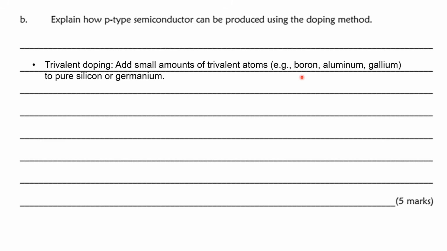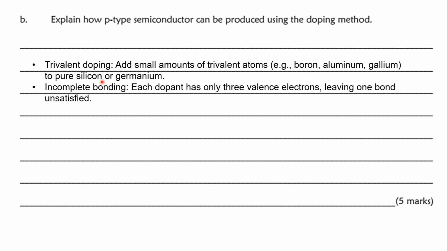Boron has 3 electrons in its outer shell, while silicon has 4. So when trying to bond the two, there is what is called incomplete bonding. Each dopant, these chemicals, these elements, has only 3 valence electrons, or outermost shell electrons, leaving one bond unsatisfied.